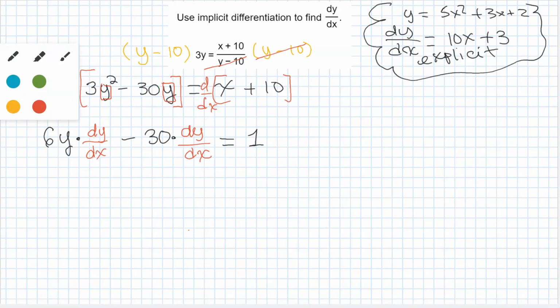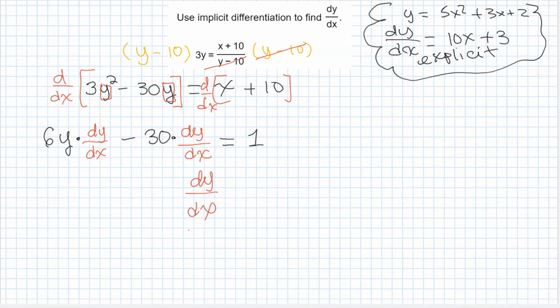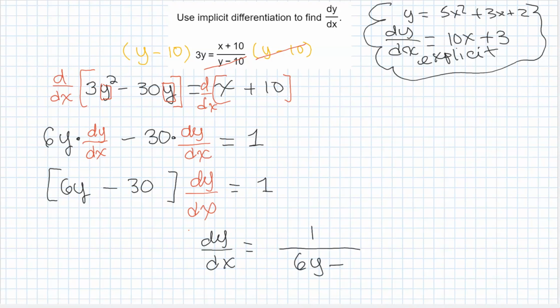Okay, now here we will factor out dy/dx. And when we factor out dy/dx, what we will have inside here is 6y minus 30, is equal to 1. So we would say dy/dx now will equal 1 divided by 6y minus 30. And that is it.